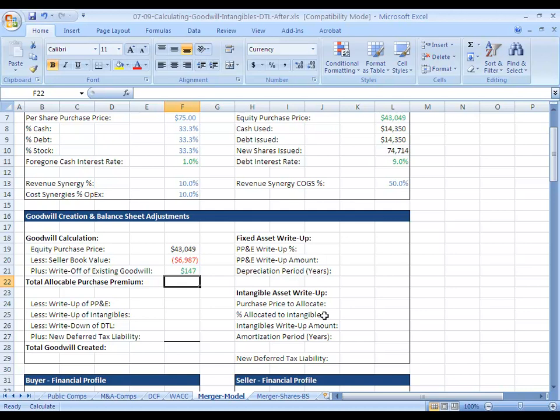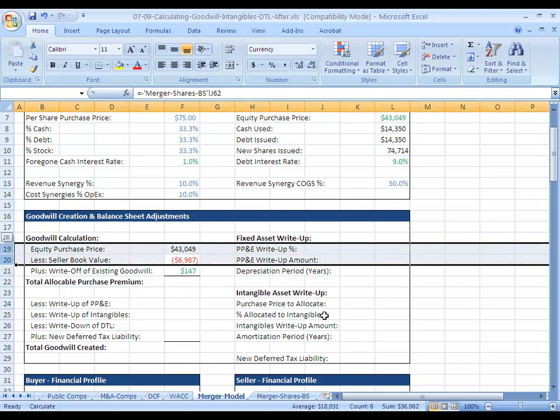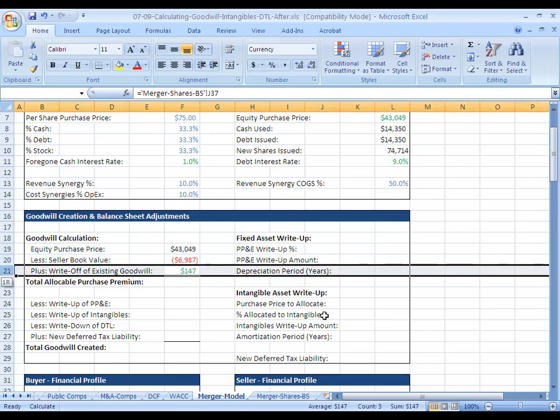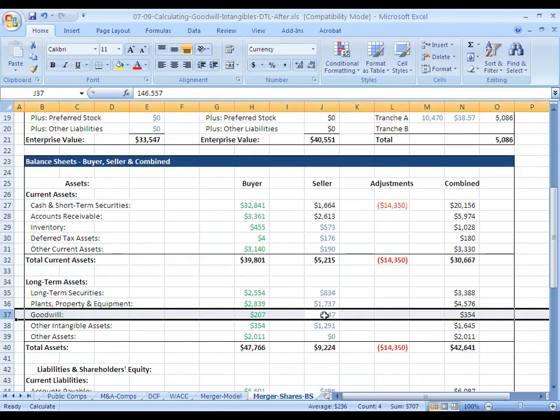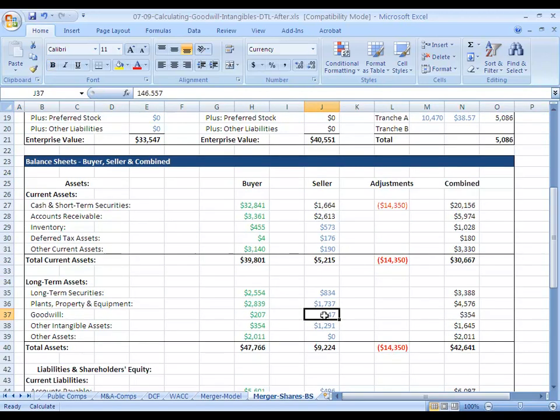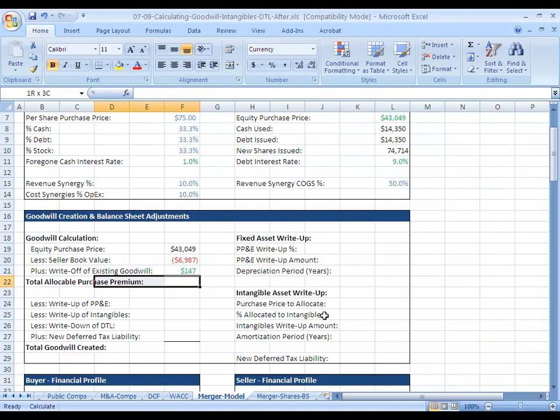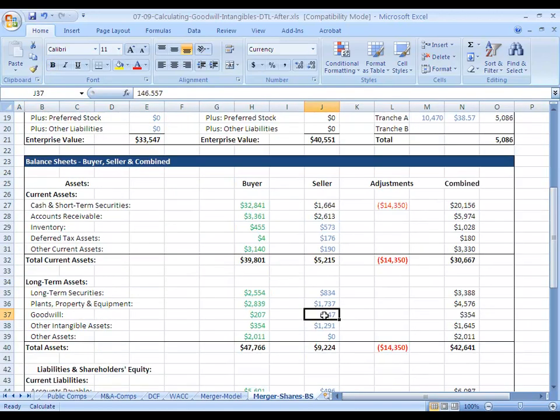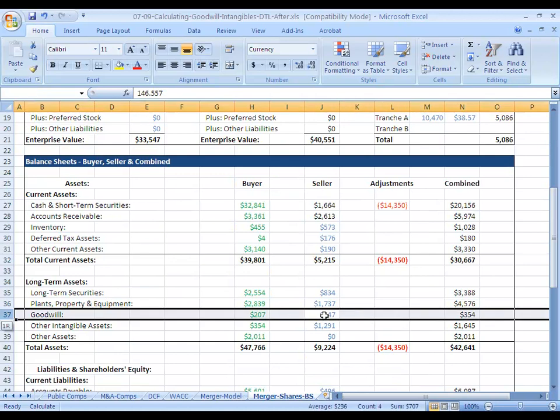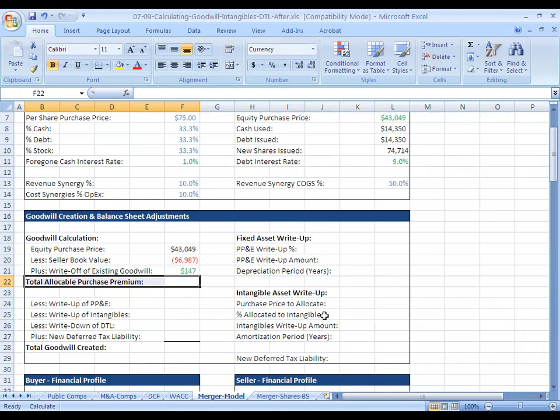Now you'll notice here that I'm subtracting the book value from the equity purchase price, which makes intuitive sense to you. That's why we need goodwill in the first place. Why is it that I'm adding the write-off of existing goodwill here? Well, if you think about the way the balance sheet works, if we're writing down this goodwill to zero, then we're going to need to create even more goodwill right here to compensate. So if we take this to zero, we're going to need 147 more of goodwill than if we left it as is. So that's why I need to add it to this calculation for the allocable purchase premium.